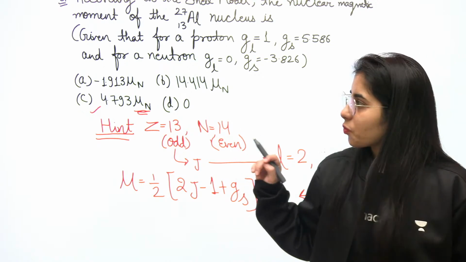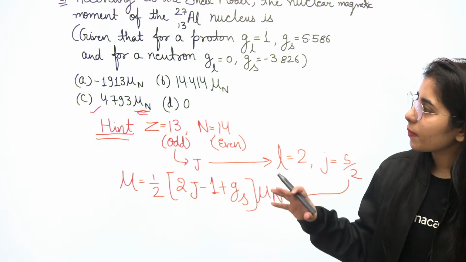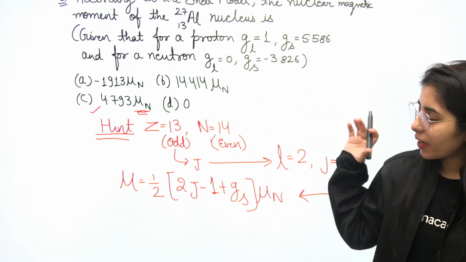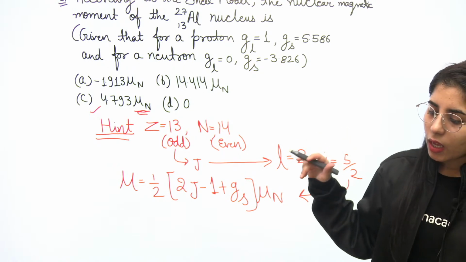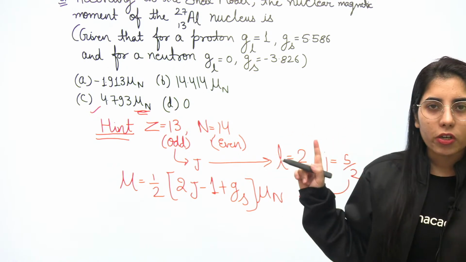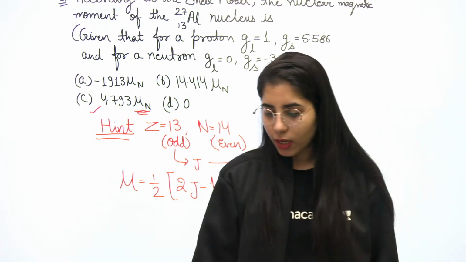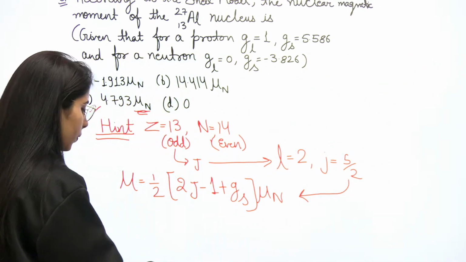Okay. So the steps you have to consider for the nuclear magneton are these. Whatever is odd, firstly find the J value from there. Whatever is even will not contribute in finding the J value. Just use the formula and get your answer. Let's talk about the next one now.